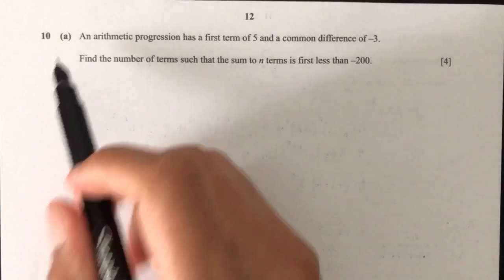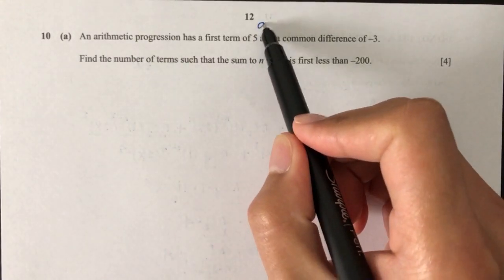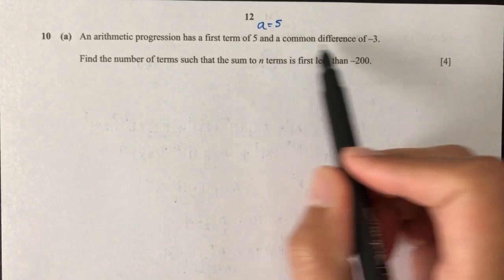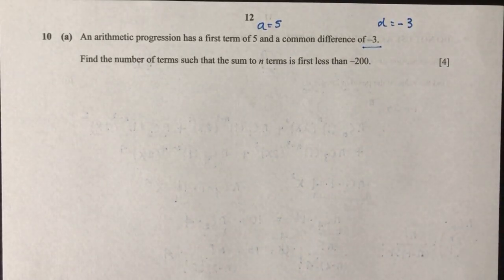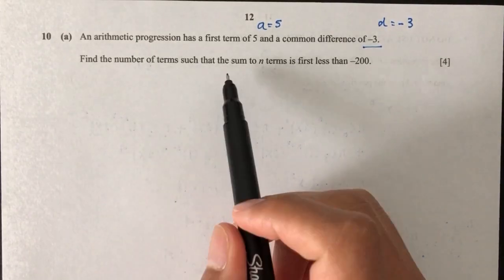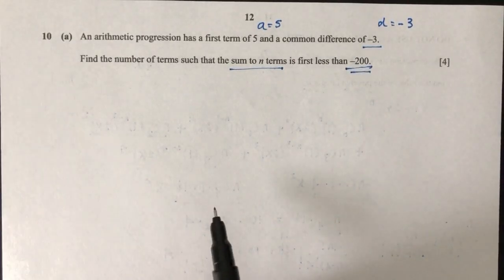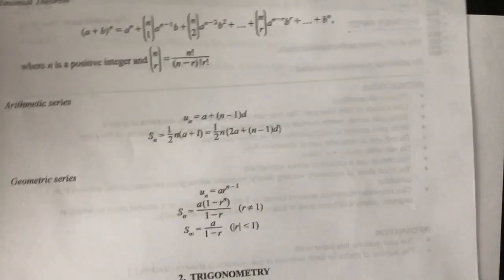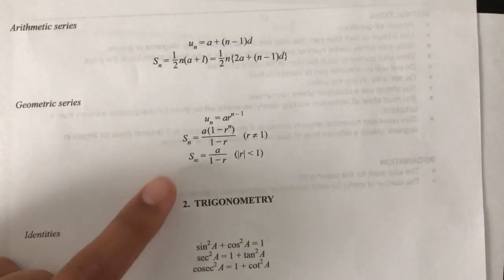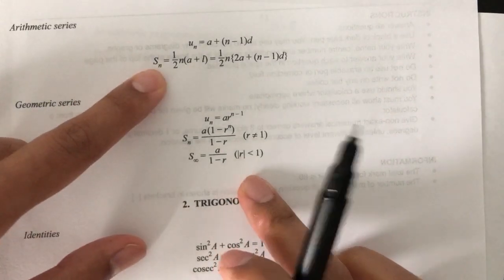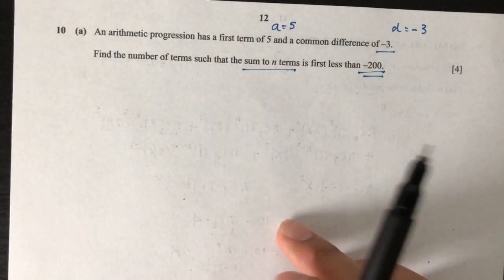10, part A, we have an arithmetic progression with the first term a equal to 5 and a common difference of minus 3, so d equal to minus 3. Now, find the number of terms such that the sum to n terms is first less than minus 200. Here we can use the formula given to us on the first page of the paper. Here we have geometric and here we have arithmetic. The sum to n terms is given by this equation. So let's write this down here.